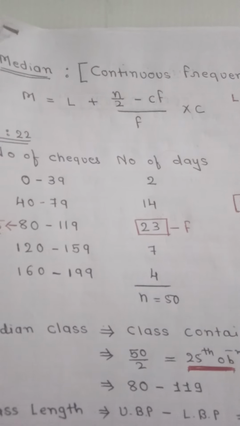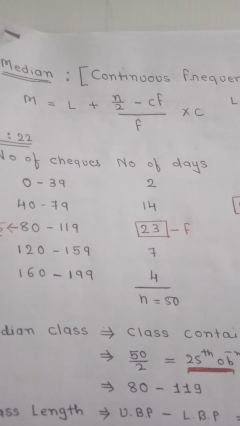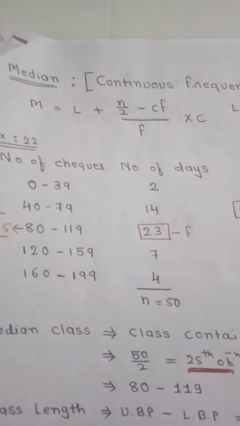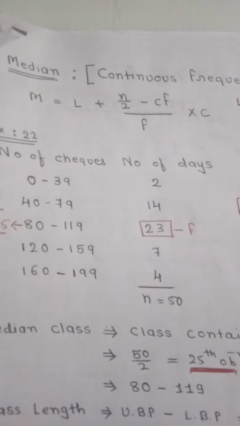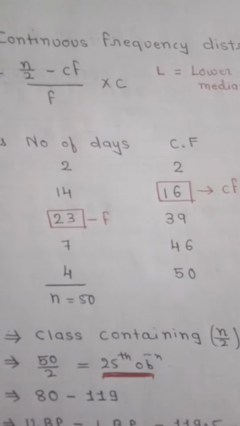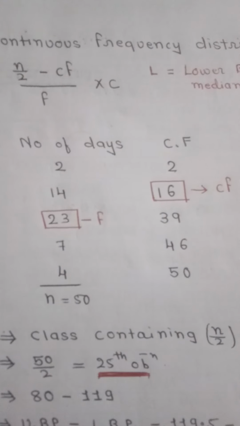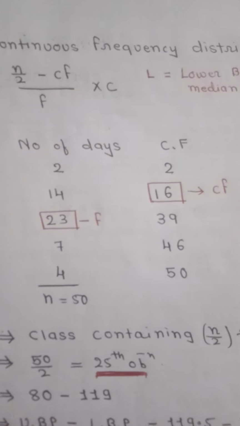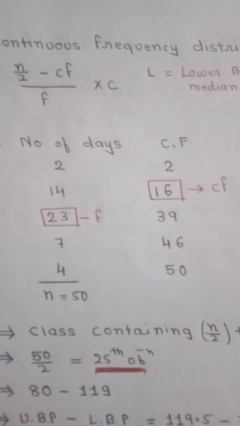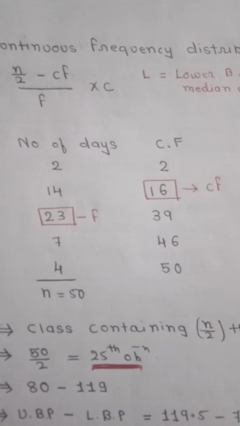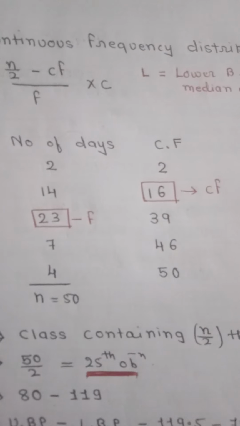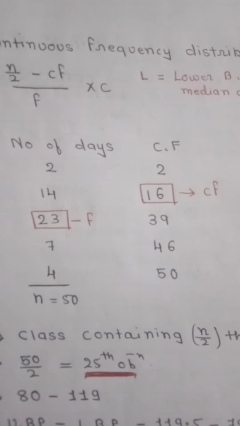Now the first thing in median is to arrange the data in order. Here the classes are already in proper order, so no need to change anything. Now first find CF, the cumulative frequency. First 2 as it is, then 2 is added to 14. So 2 plus 14 is 16, 16 plus 23 is 39, 39 plus 7 is 46, 46 plus 4 is 50. So N is 50 and our last CF is also 50. If it does not come the same, that means you have done something wrong.